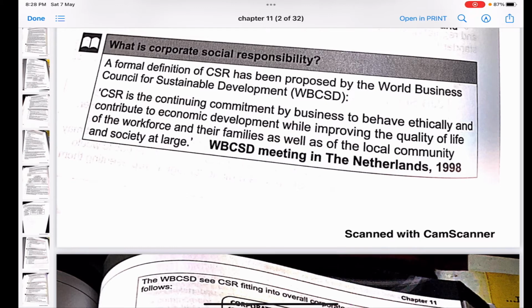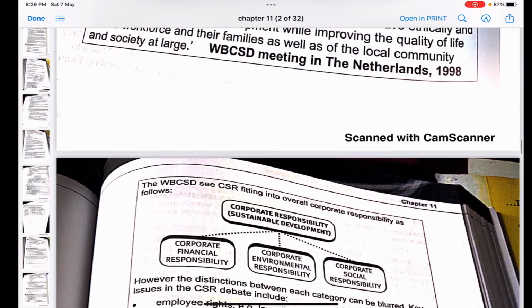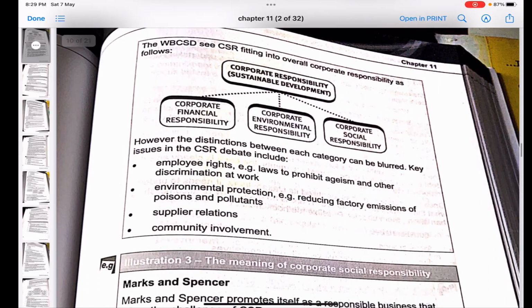What is corporate social responsibility? Okay, so we are going to see the formal definition of CSR. It has been proposed by the WBCSD, the World Business Council for Sustainable Development. What is sustainable development? It is meeting the needs of the present generation without compromising on the future generation. CSR is the continuing commitment by business to behave ethically and contribute to economic development while improving the quality of life of the workforce and their families as well as of the local community and society at large.